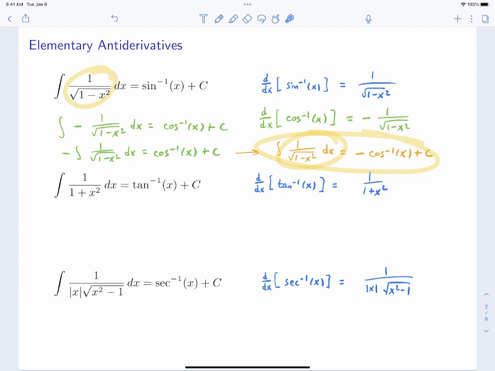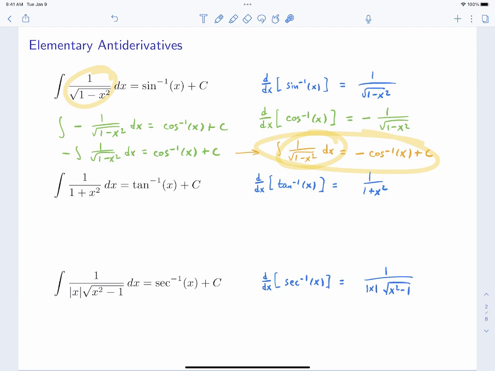These two functions are the same up to a constant. That is to say, the inverse of sine of x and the opposite of cosine inverse of x are the same up to a constant. They only differ by a constant. So that's why we generally only look at one of the rules. We have an antiderivative rule here for inverse sine, and there is one for inverse cosine, but we don't really need it because they're both the same. They're both antiderivatives for the same function.